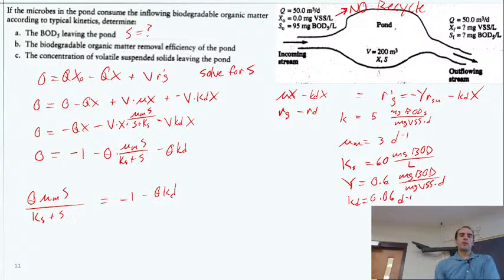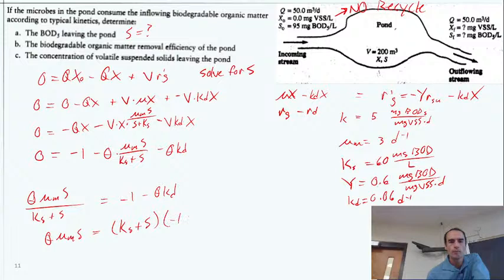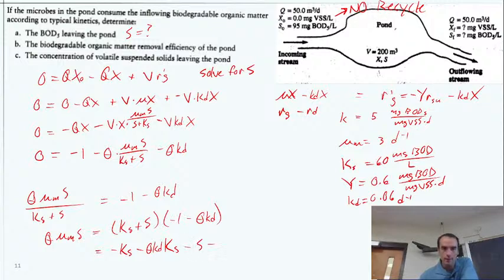So just need to get the s's by themselves, so I'm going to go ahead and multiply both sides by that ks plus s. And from here, I'm just going to multiply them out. There might be a simpler way to do this, but I'm not sure at the moment. So that'll be ks minus theta kd ks minus s minus this theta kd s. All right, so at that point, we're going to add both the s terms to the other side so we can factor them all out.